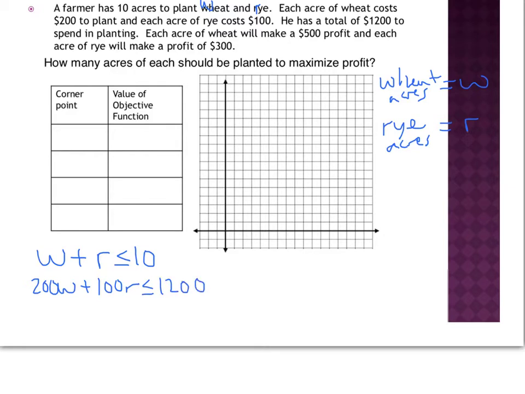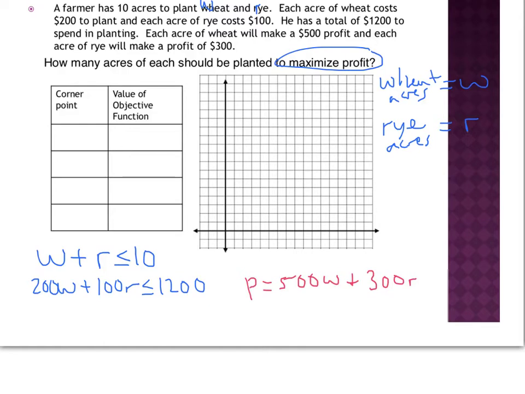The next thing they mentioned would be each acre of wheat will make $500 profit, and each acre of rye will make $300 profit. When we're talking about profit, think about it. We want to maximize our profit. That's our objective. So that's going to be part of our objective function. Let's put that in red. So if I want to do my objective function, I will have 500 for each acre of wheat, so 500W, plus 300 for each acre of rye, 300R, and that's going to be my total profit. So this is my objective function here in red.